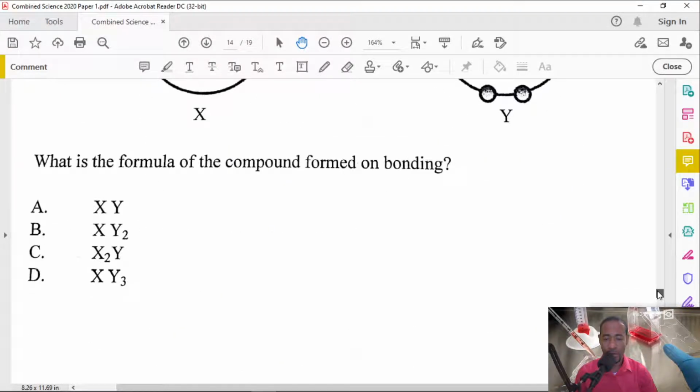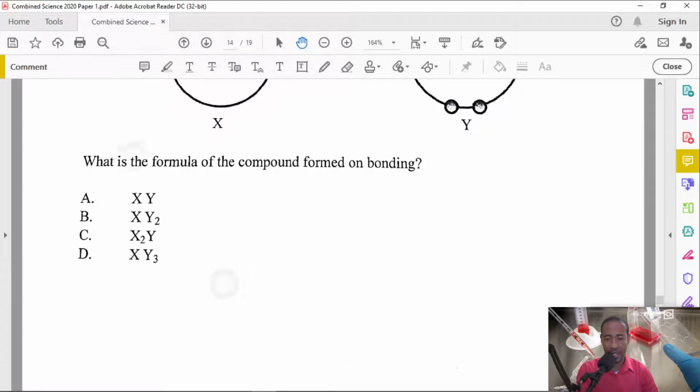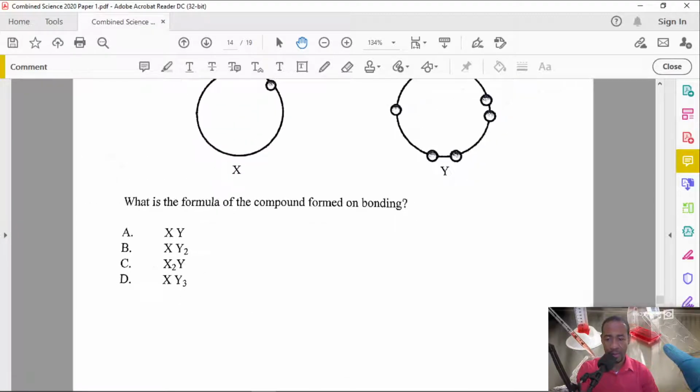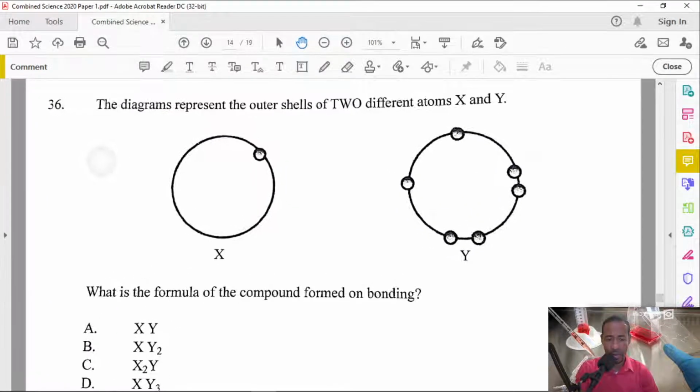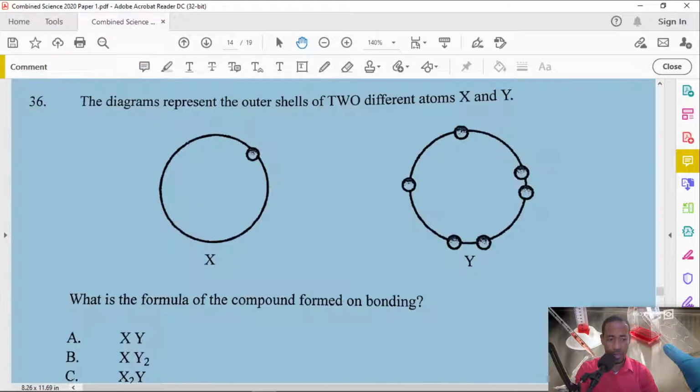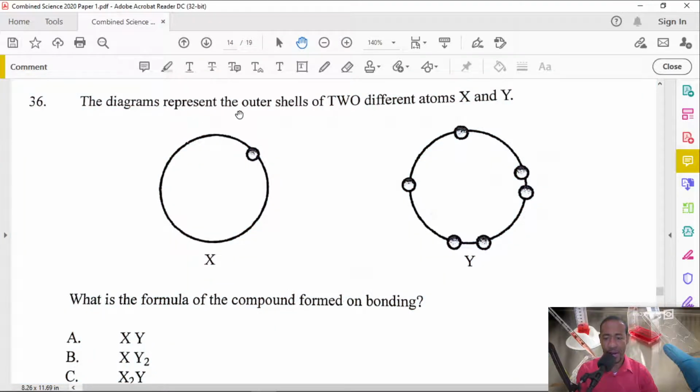All right, so let's get this question here. Within this question, let me zoom back in. We had question number 36. All right, that should be good. This question is asking us: diagrams represent the outer shell of 2 different atoms, X and Y. So we have atom X, atom Y. It said, what is the formula of the compound formed on bonding?